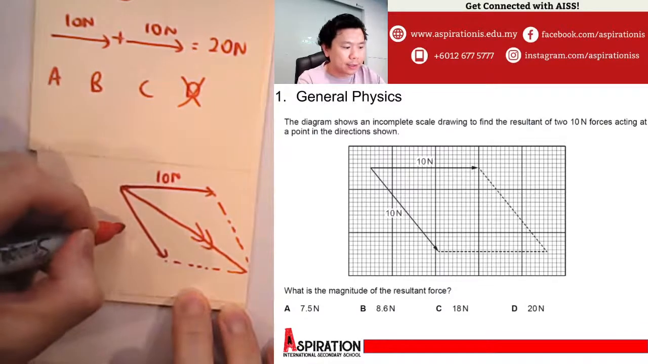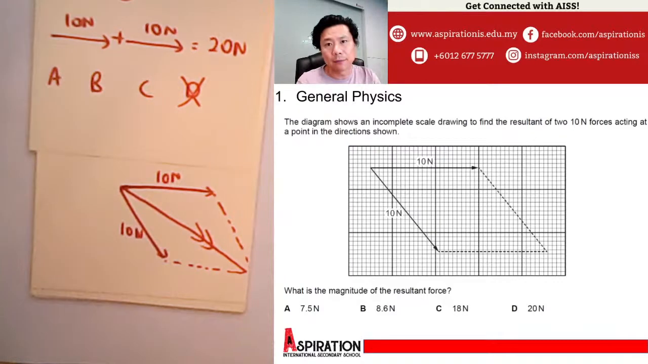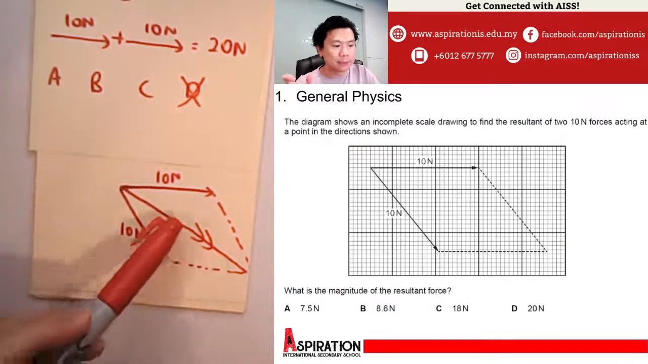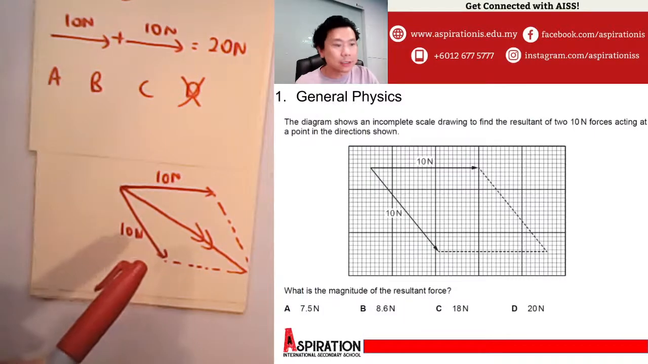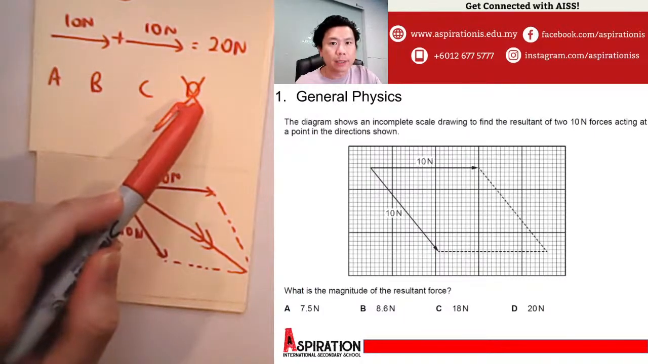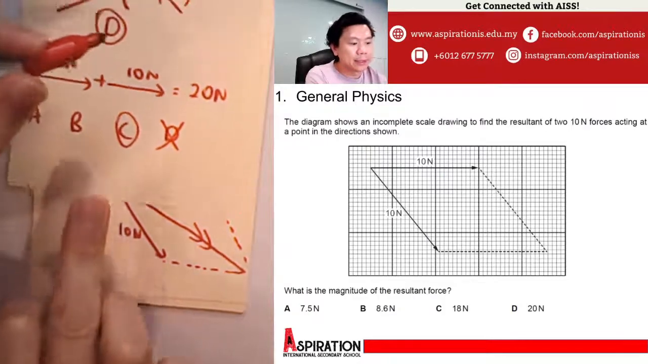Because you must understand that this one is a vector topic, right? So the length of the line represents the magnitude, the size, okay? So the length of this line is definitely longer than 10. So the answer is not 20, all right? But it is longer than 10, so the answer will be 18.